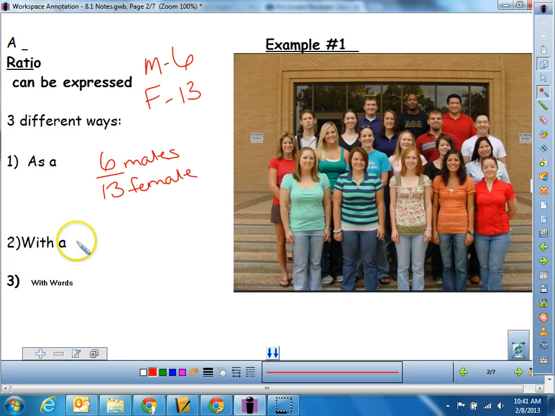We can also write it with a colon, separated by these 2 little dots. I'm sure you've seen those before. So 6 to 13, and we could just use it in words. We could say 6 to 13. So we've got fractions, separated by these beautiful little dots here, and with our words.